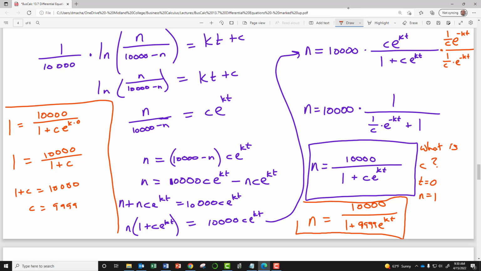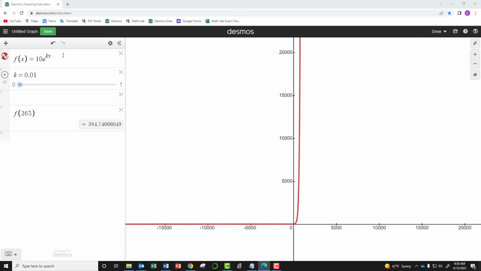K would be a constant that corresponds to how quickly the disease spreads through the population. So if the disease is spreading really quickly, k will have a different value than if it is spreading really slowly. You know that different viruses, different infections, different illnesses spread at different rates. Some are more infectious than others, and so k will have a different value depending on what type of infection we're talking about. So let me show you in Desmos what this looks like if I plug in this formula.